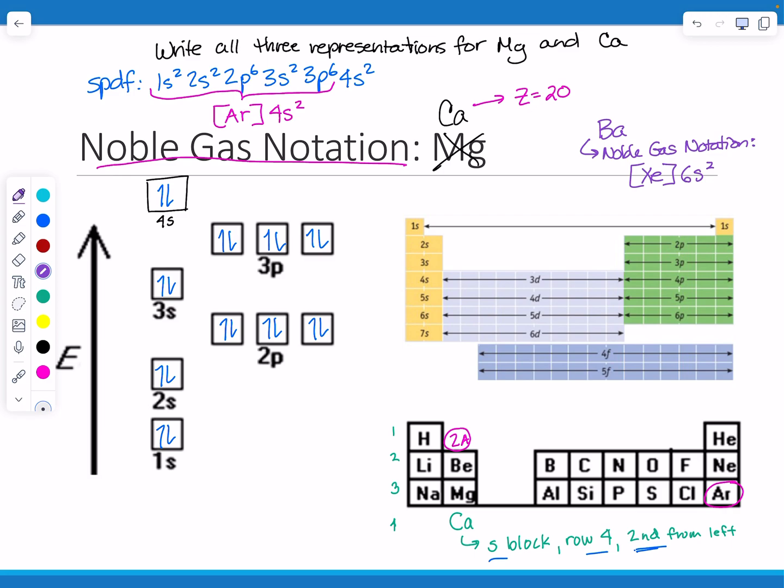Yeah, Ben? Out of curiosity, what if we do something like beryllium? Would we use helium? Yes, you would use helium. And then helium and hydrogen, it's got 1 electron. So it doesn't get any shorter than 1s1. Yep. All right.